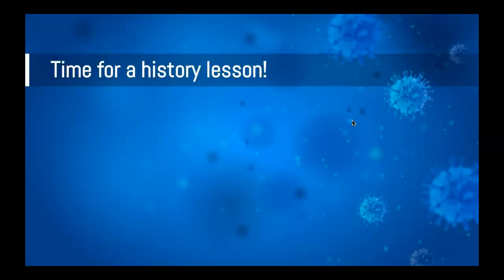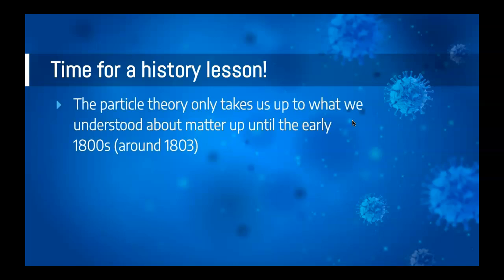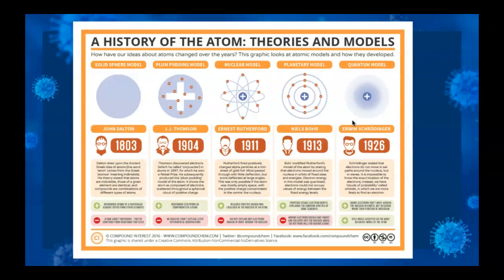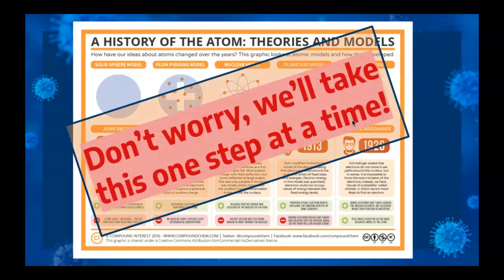So that takes us into a bit of a history lesson. Up until now, you guys have learned the particle theory. That takes us up to about the early 1800s. So we're talking about over 200 years ago, we had an understanding of the particle theory. But obviously, we've learned a little bit since then. So we're going to talk about what has been proposed in the last couple of hundred years. This is kind of an overview of what we're going to look at, but don't worry, we're going to take it one little step at a time, so don't worry about that being a lot of information for now.